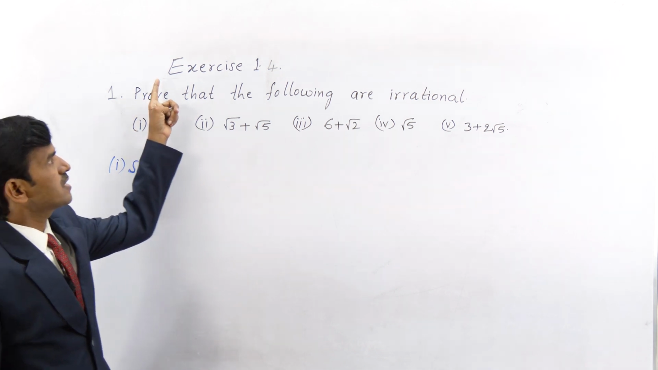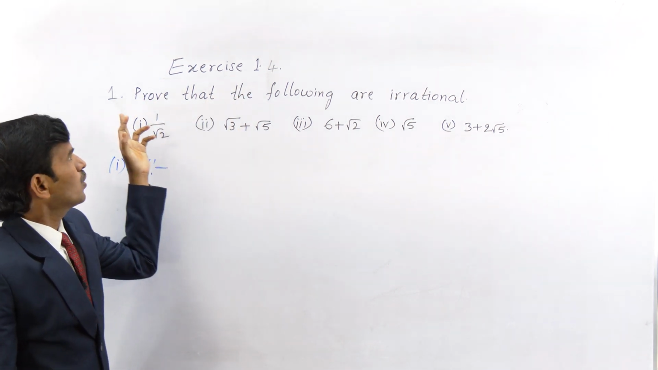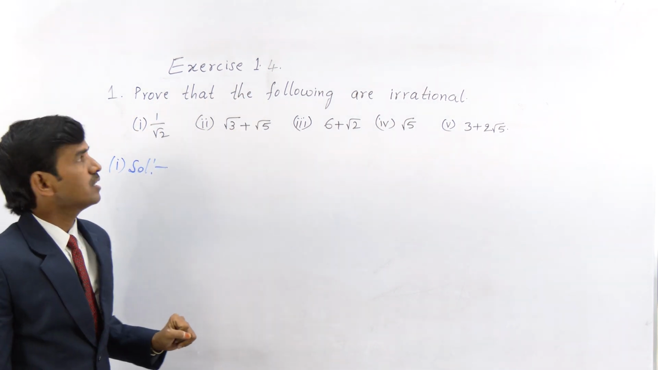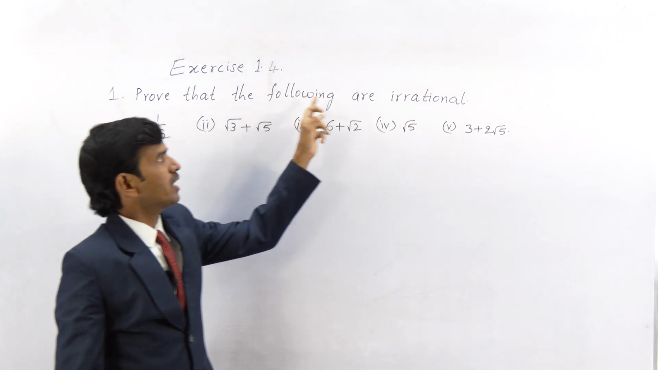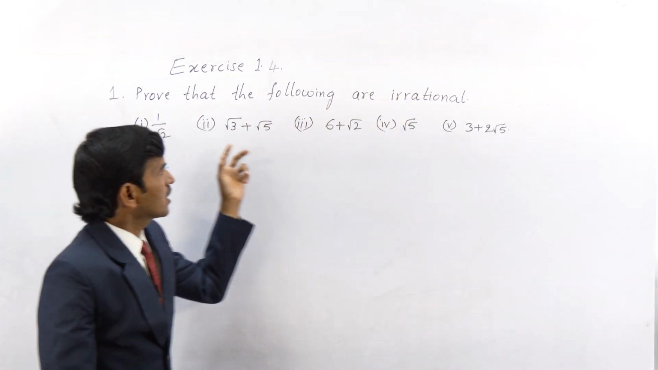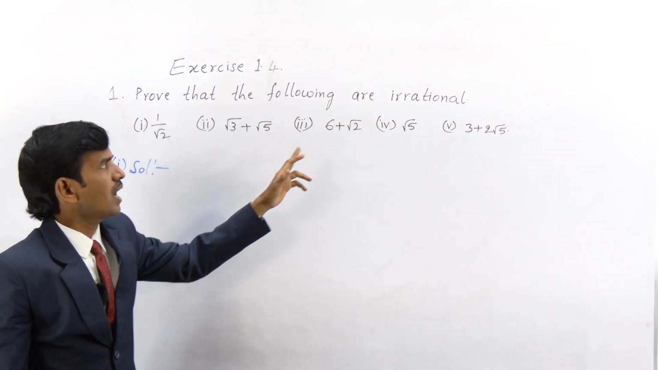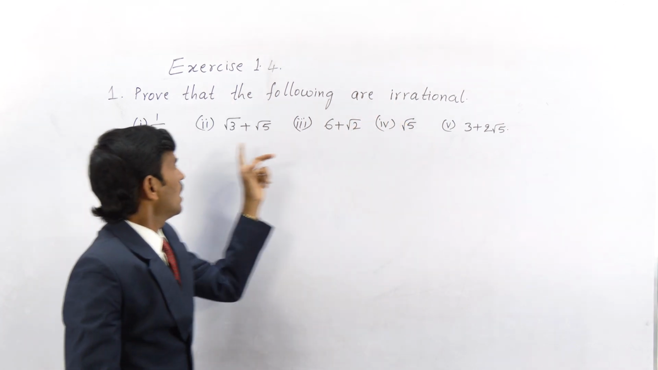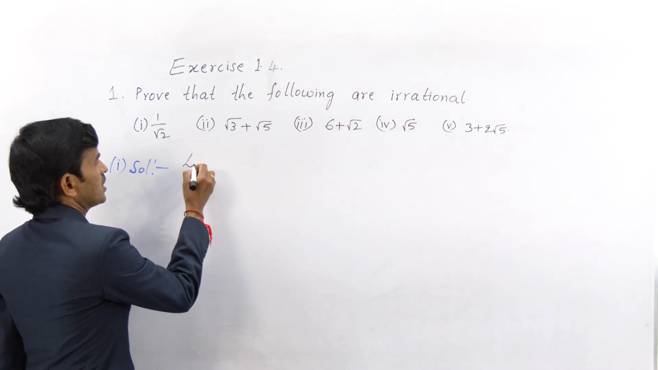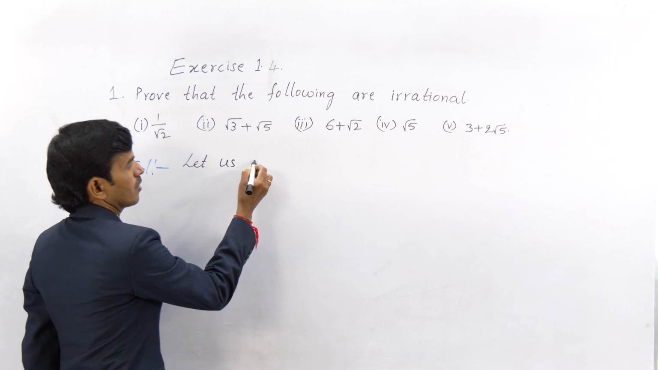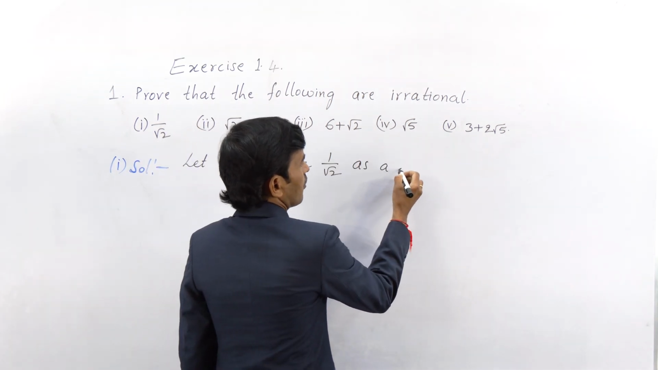So in this exercise 1.4, we are going to discuss these type of problems, that is, prove that the following are irrationals. The given expressions we have to prove as irrational numbers. Let us consider the first one, 1 by root 2, as a rational number.